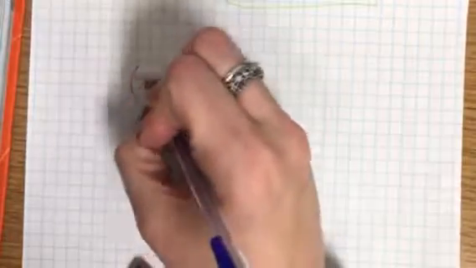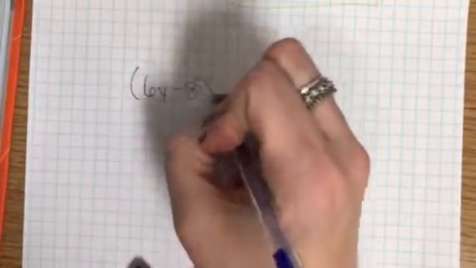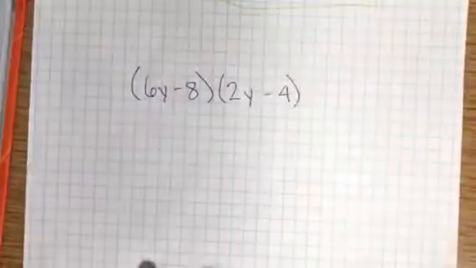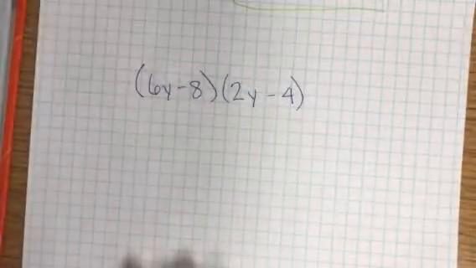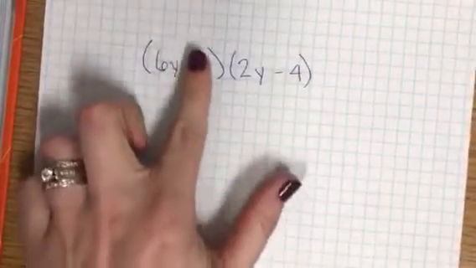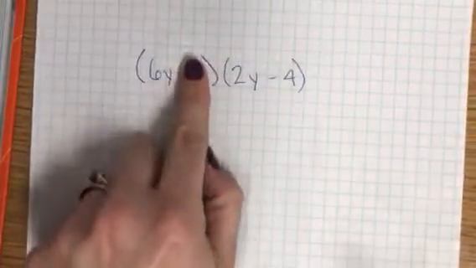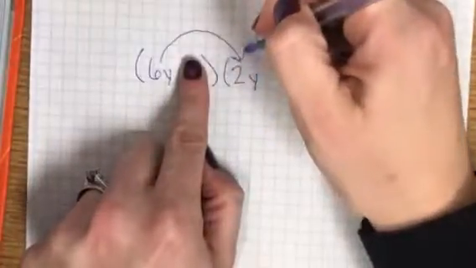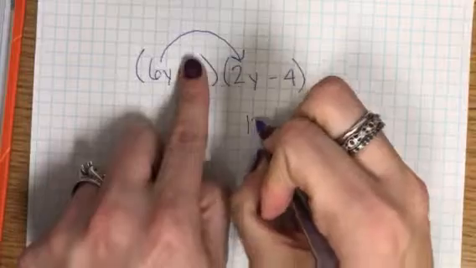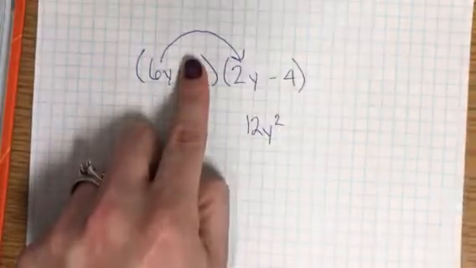Now numbers can show up in different places. We might have some negatives to deal with, but the process is always going to be the same. So maybe we have 6y minus 8 times a 2y minus 4. So if we start distributing, if we go here, I'm ignoring that second term. 6y times 2y will give me a 12y squared.